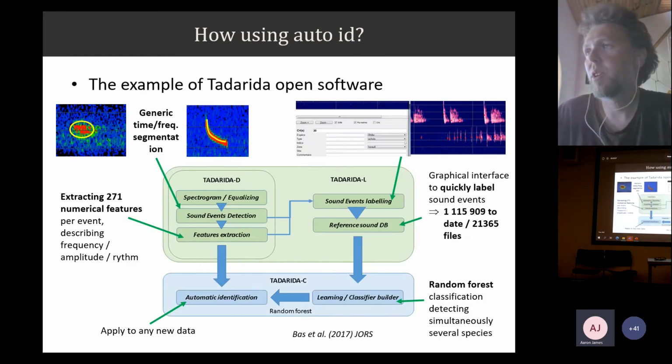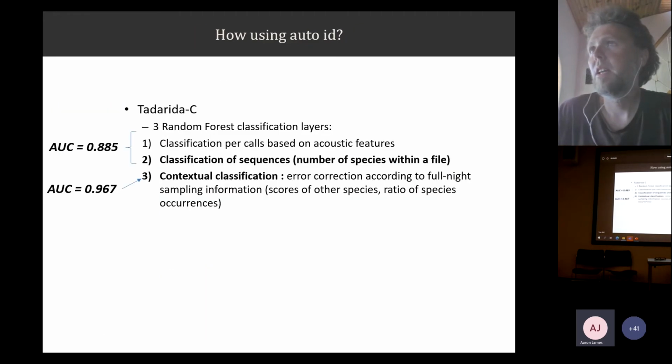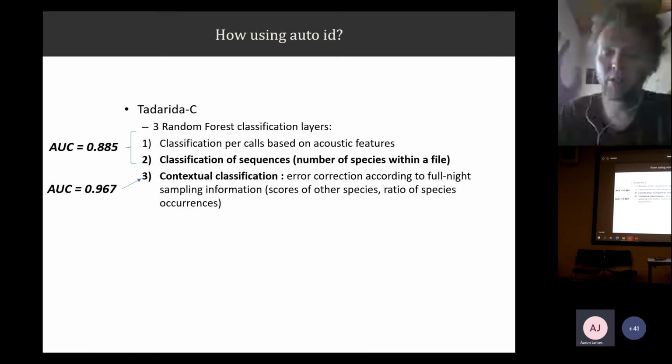So when you have trained it, you can apply it to any new data. That's what we are doing. And something we worked on a little bit with Oliver, and we are implementing it right now on our web portal, is contextual classification, and that's quite important. Most of the audio classification today is not taking advantage of the fact that when you have long recordings, you have a lot of information that can allow you to correct errors according to context.